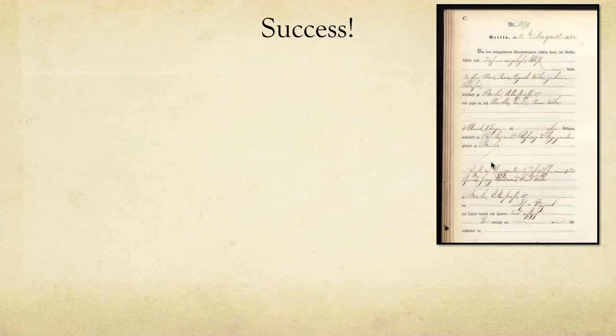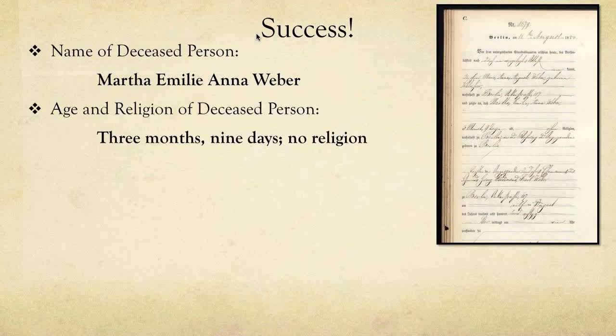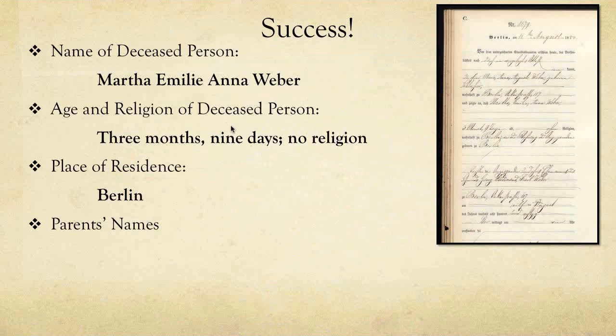After doing the birth and the marriage, we knew most of our clue words already. So we found the name of the deceased person by looking for that zeigte an, reported that Martha Amelia Anna Weber died. We found her age and her religion. That religion said she had no religion, and the age was listed right before that. She was sadly a little baby. We found her place of residence by our phrase wohnhaft zu, residing in Berlin. We found the parents' names by looking for our word des, our daughter of des, Tochter des.